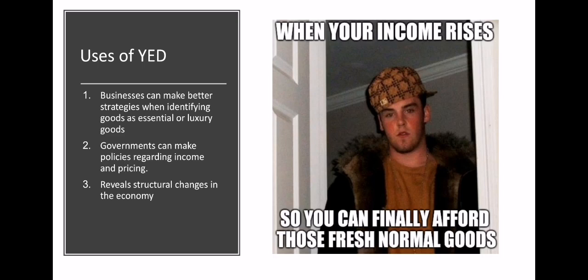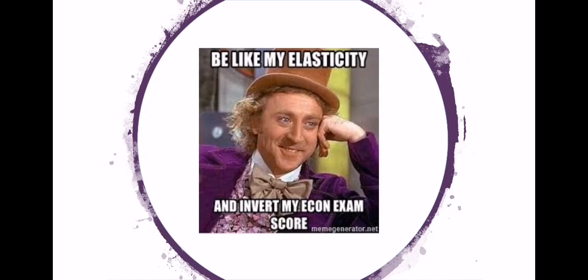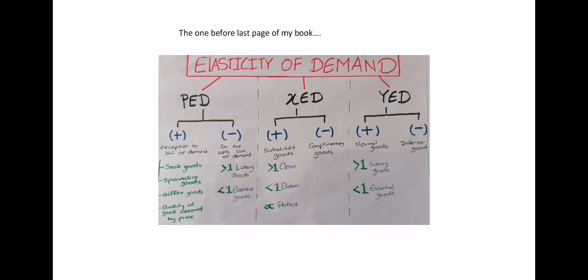And then it reveals the structural changes in the economy. Basically, whether your economy is getting richer, you can identify that. When more luxury products are bought, that means the income of your economy has increased. So those are different ways of identifying structural changes in your economy. So I hope you could do that.